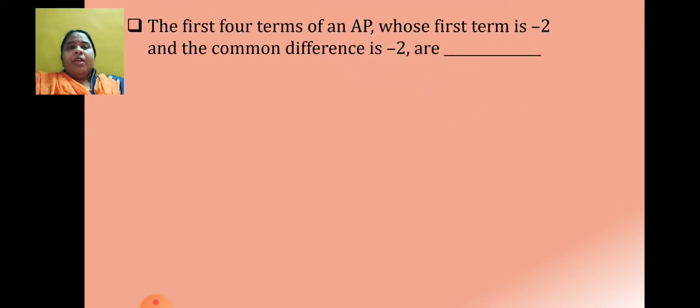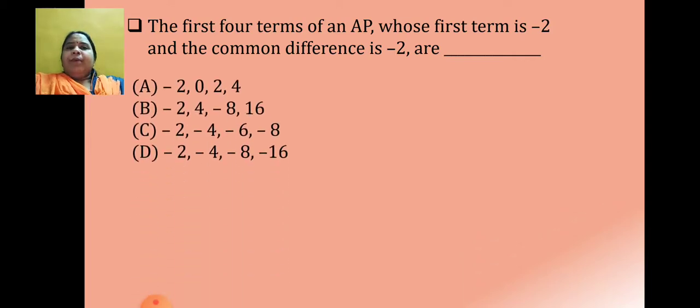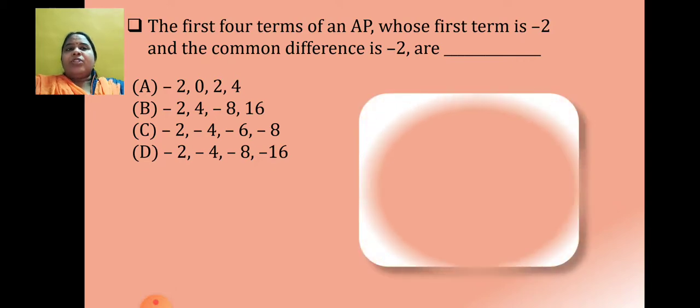Now let us move to the next question. The next question is, the first 4 terms of an AP whose first term is minus 2 and common difference is minus 2 are dash. The options are: first, minus 2, 0, 2, 4. Second is minus 2, 4, minus 8 and 16. Third is minus 2, minus 4, minus 6, minus 8. Fourth is minus 2, minus 4, minus 8, minus 16. Right?